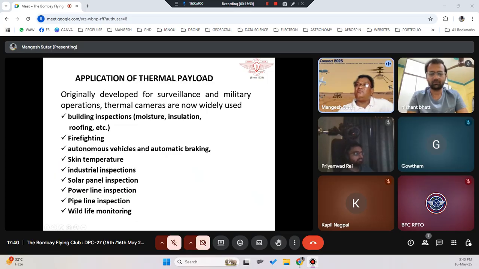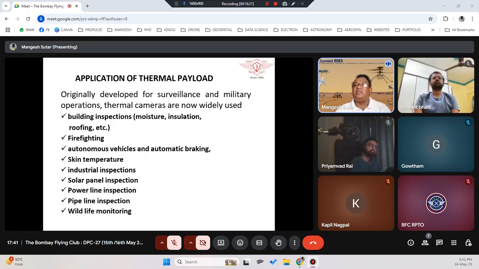Application of thermal payloads: originally developed for surveillance and military operations, thermal cameras are now widely used, especially for building inspections and moisture detection. A lot of people in construction use them. After one or two years, lots of people complain that the roof is leaking, or the walls are getting leaked. So you can use thermal cameras for inspection purposes. You can fly the drone over the top, or outside the wall, and take thermal images.